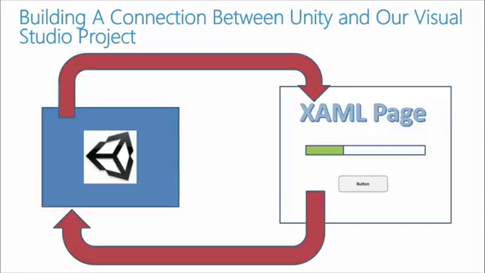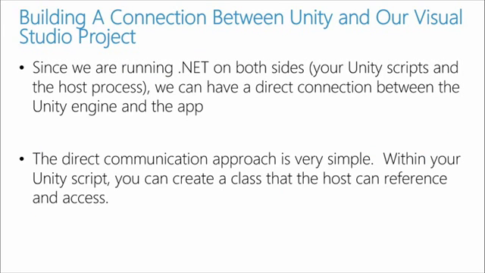And this is important because when we do things later on in the share, we're going to have to pass data back and forth. When we extend the splash screen, this is going to become very important. That's right. Because we need to be able to tell what's going on inside of Unity, inside of our XAML code. So one of the simplest ways to do this is through the direct communication approach.